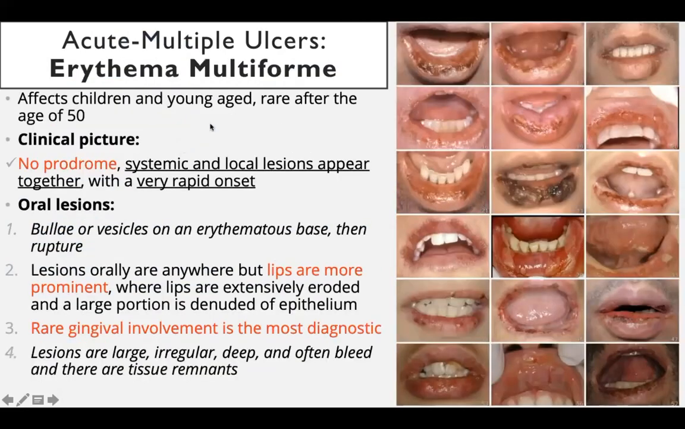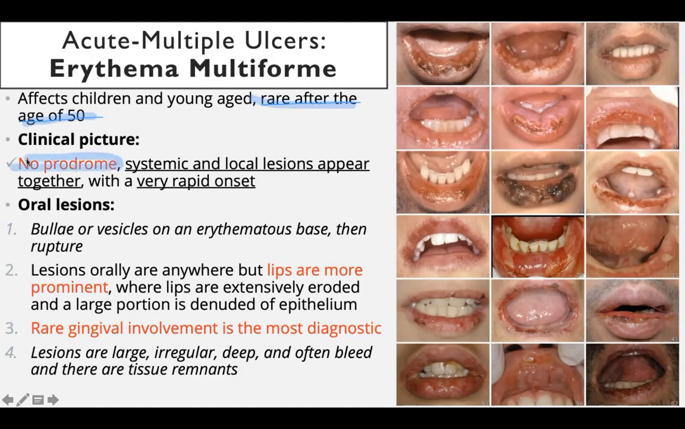So now we go to the last part of the viral infections, or the last part of the ulcers caused by them. This is different in that it does not have a prodrome, and it affects children and young people, rare after the age of 50 years. Okay. Clinical picture: there is no prodrome.